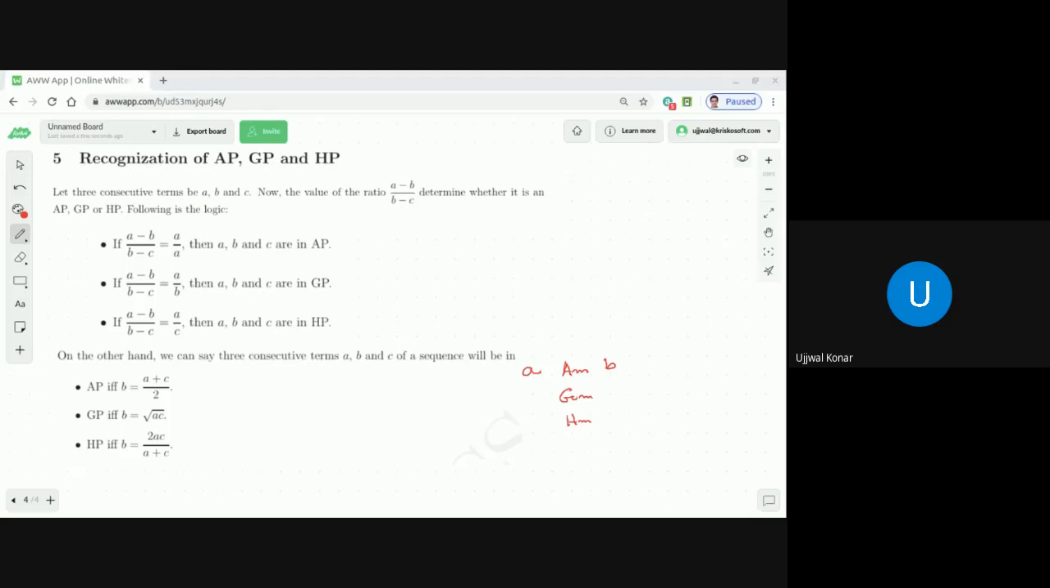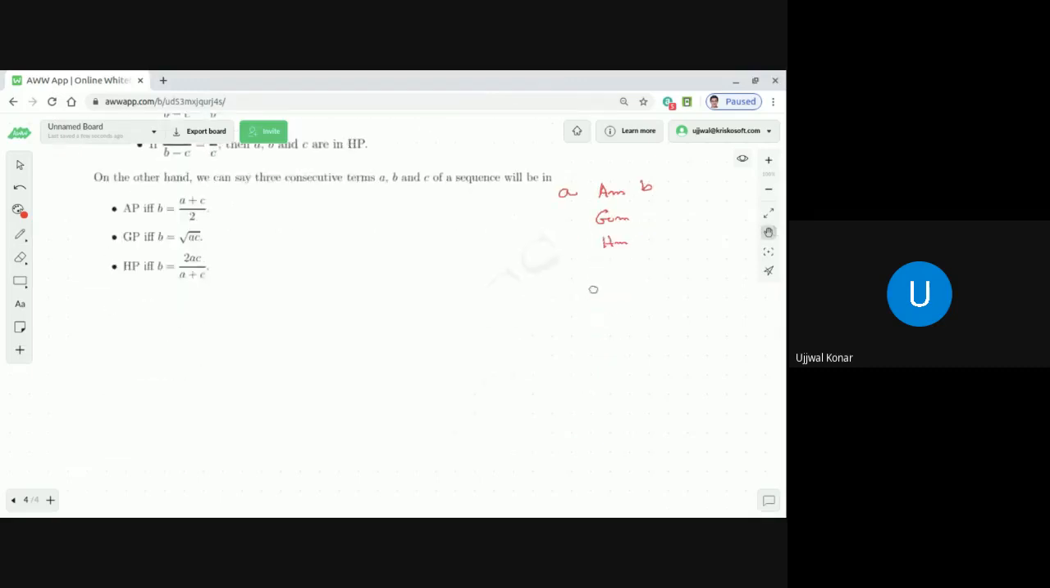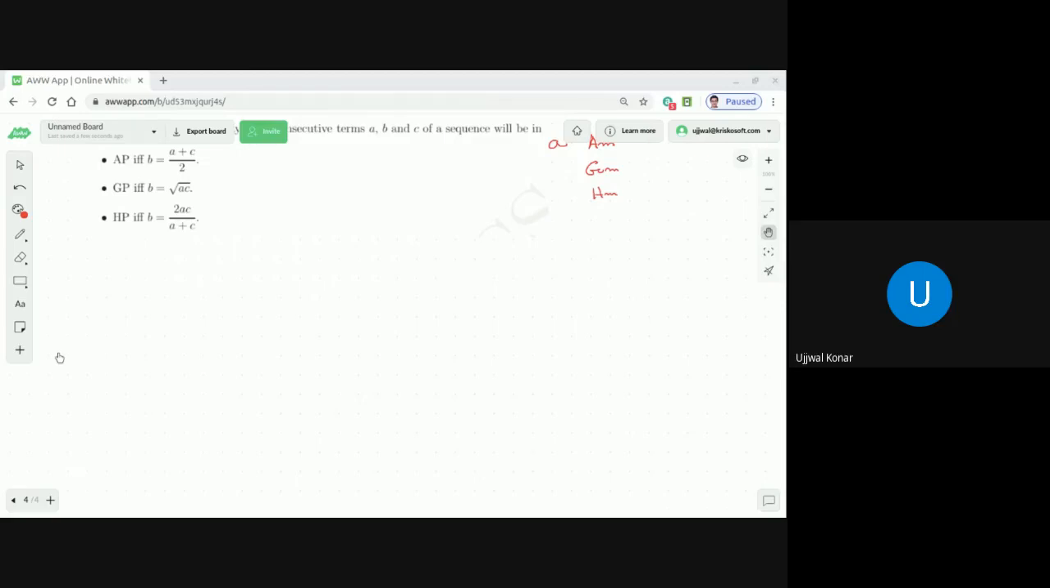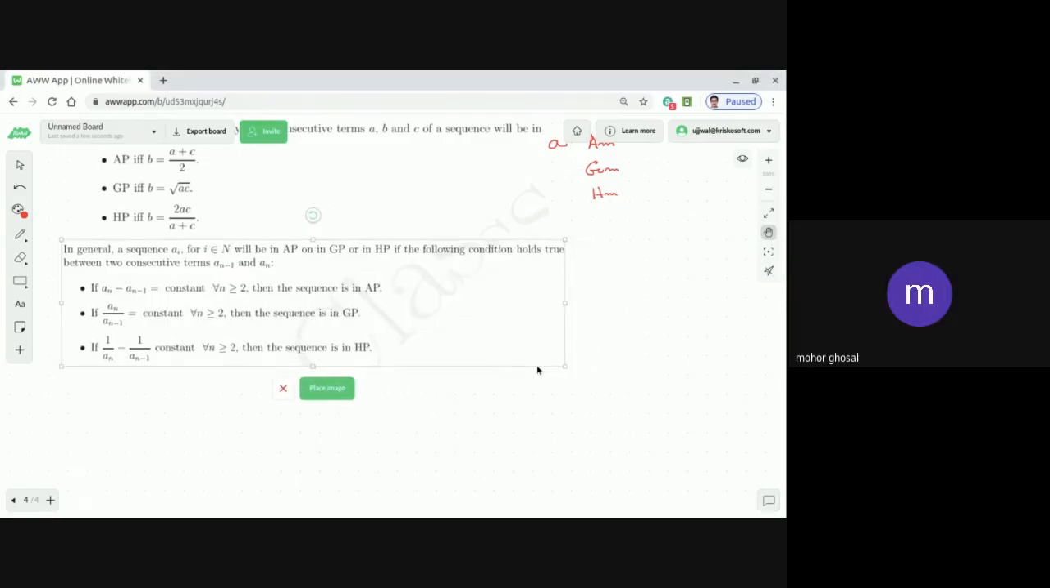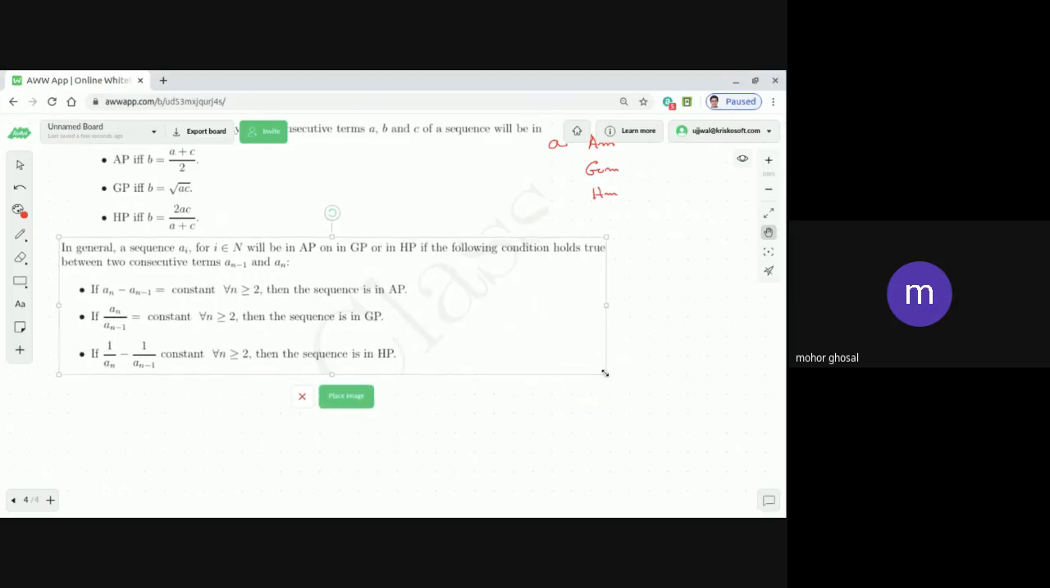So the generic statement I would like to mention, and then we will conclude the class for today after I give a few assignments. So in general, a sequence a_i for i belongs to N will be in arithmetic progression or in geometric progression or in harmonic progression. It should be 'or' here, there is a small typo at my end. If the following condition holds true between 2 consecutive terms a_(n minus 1) and a_n.